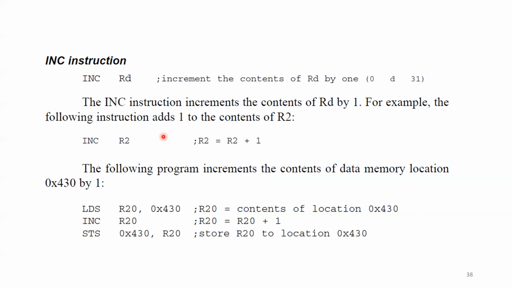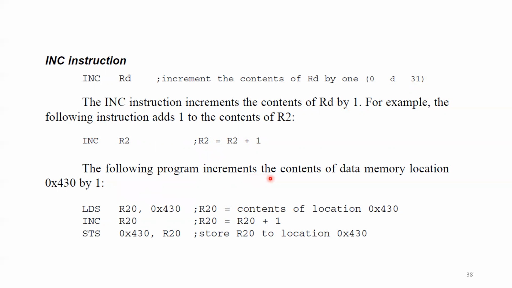Increment is typical, like in other programming languages. So increment of a certain register is going to increment the value inside this register. We can use the increment instruction with the register Rd, where d can be any register from 0 to 31, the general purpose registers. So the INC instruction increments the contents of Rd by 1. For example, INC R2 means R2 equals the first value of R2 plus 1, which means it's incrementing the R2 register.